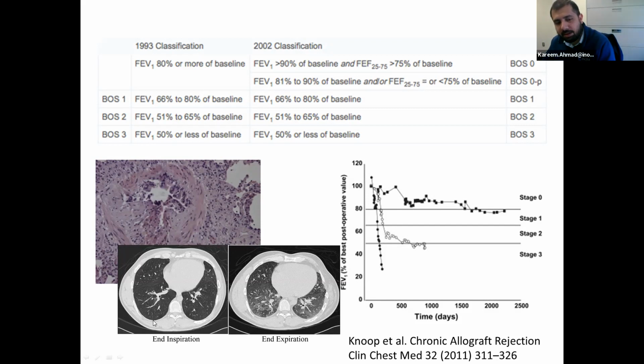And then you can see during inspiration how the lung fills up, and then the air trapping that's associated with small airway disease over time. And then this is interesting to see just different trajectories. This is an old paper, but you can see that some people develop BOS really quickly, and some people develop it very slowly over time.